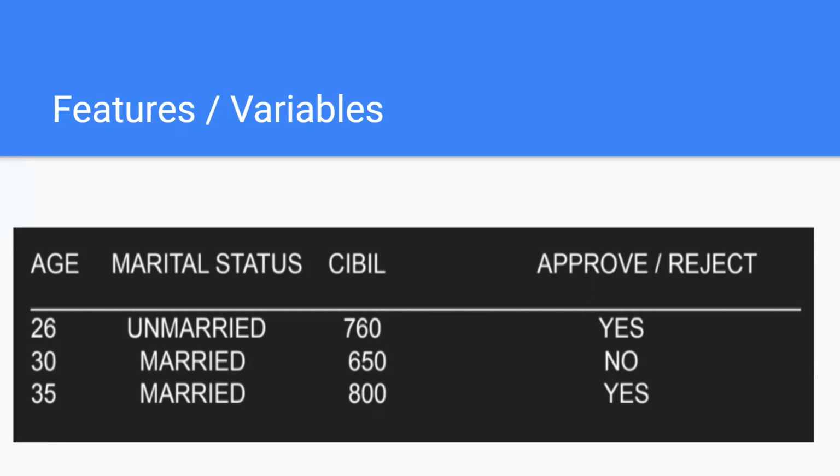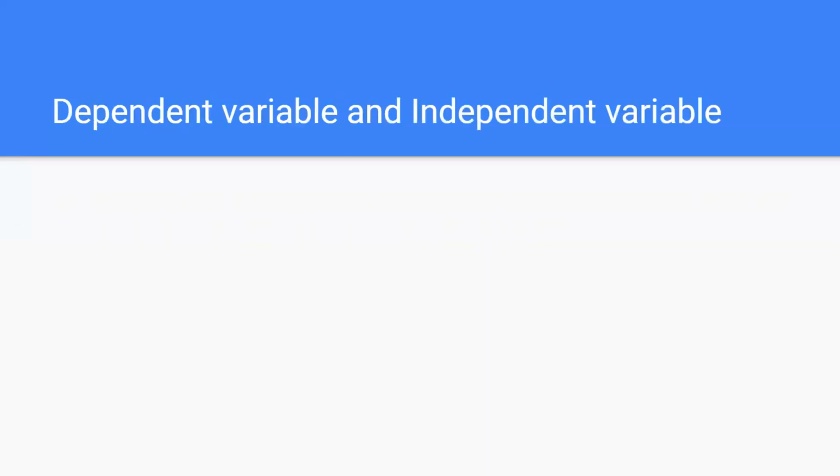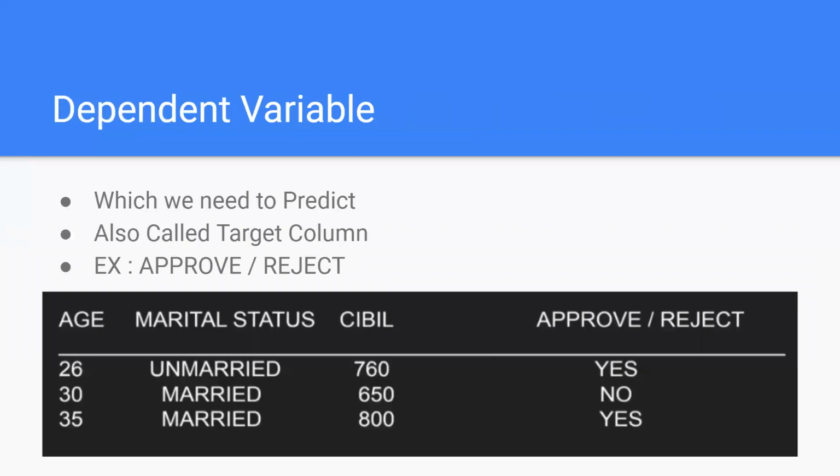So age, marital status, CIBIL, approve or reject, these are called features or variables in data science. We call them features or variables. So these are the features, right? So we'll now discuss what independent and dependent features are. Now we will talk about dependent variables.